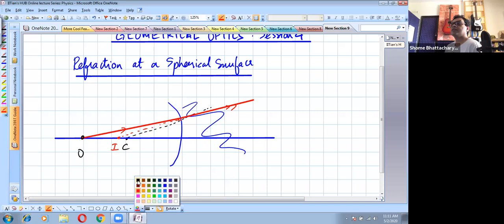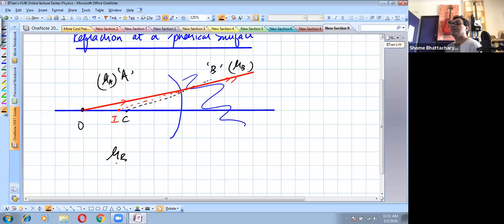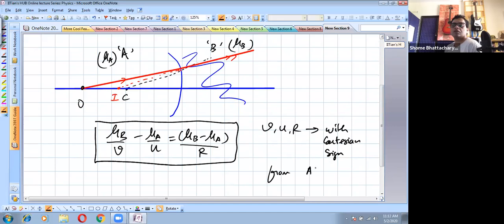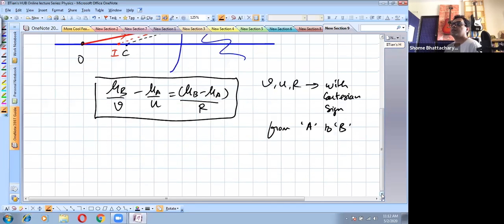So anyway, the formula was like this: if this medium is medium A and this medium is medium B, with refractive indices mu A and mu B, then with our proper sign convention we have mu B by V minus mu A by U is equal to (mu B minus mu A) divided by R. We just have to remember that the quantities V, U and R are with Cartesian sign, and also that the refraction is happening from medium A to medium B. So that is where these come in. Let's look at a couple of interesting application questions based on this.